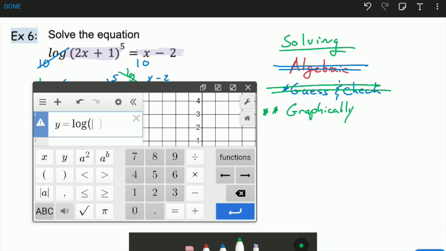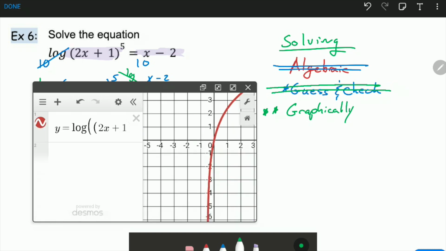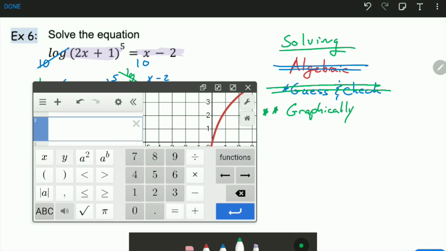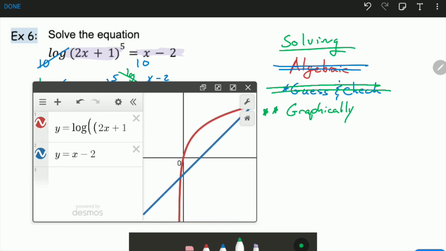interpret it when I put the exponent on the outside of the automatic parentheses for the log. So I'm just going to give myself an extra set of parentheses just to be safe. 2x plus 1, I forgot the x. Close parentheses to the 5th power, and then I'll have the closing parentheses for the log. So there's my first equation typed in. My second equation would be y equals x minus 2. Okay, so we have that done.